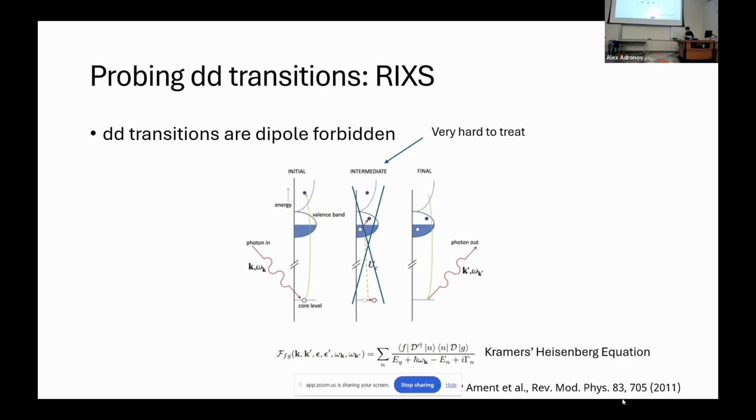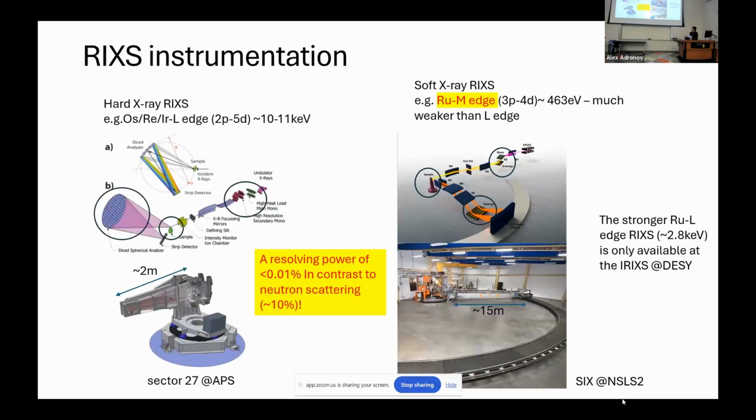So this is called the fast collision approximation. This will be what I will use to model some of the data. All right, so now we have a good technique to probe electronic excitations in principle. So I think it's a good time to talk about RIXS instrumentation.